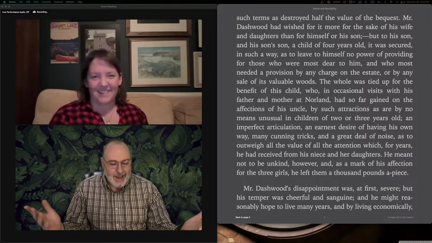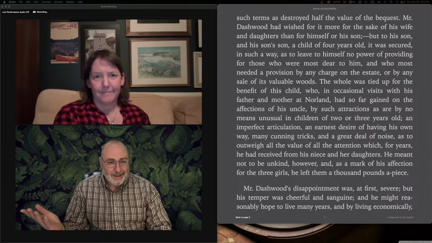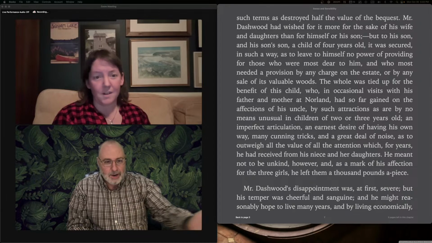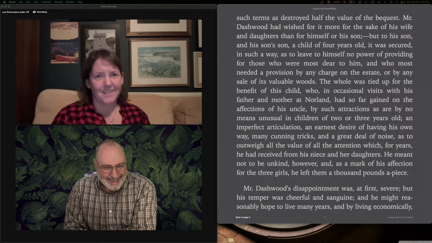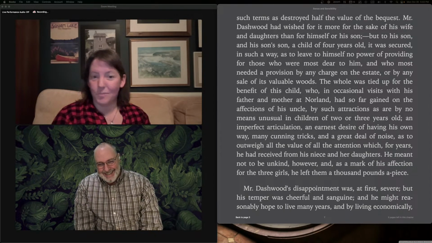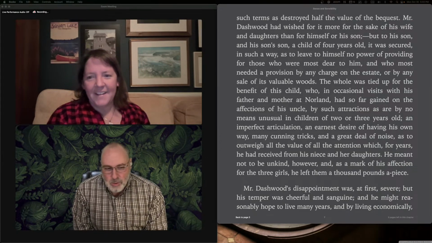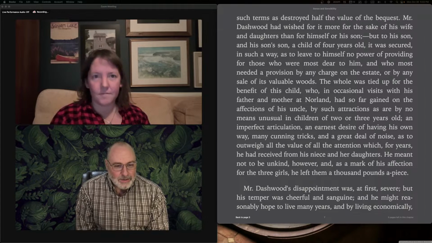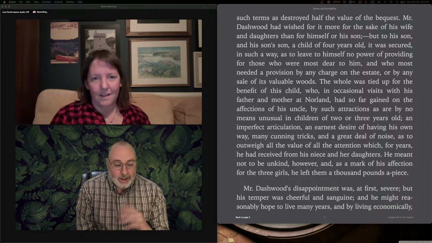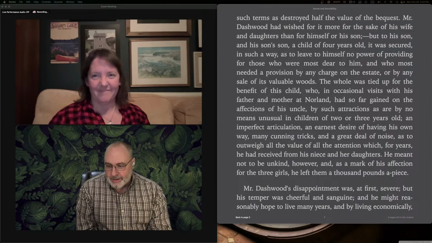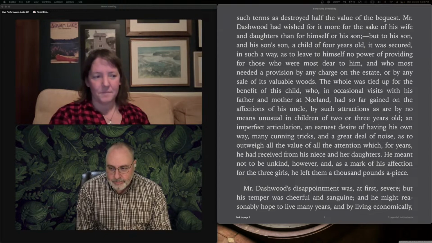2008 BBC adaptation with Mark Gatiss playing John Dashwood, and Dominic Cooper as Willoughby. Yeah, it's pretty good. Okay, I'm interested. The cast looked fascinating. And I think it's like $3.99 on iTunes right now. So have fun. I'm totally watching it.